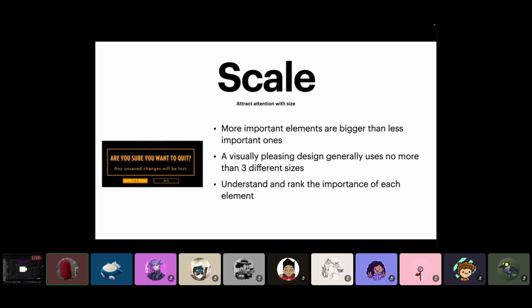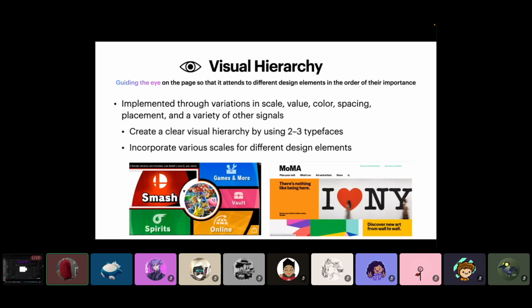So if you look at the picture over here, you can see that there's 3 different scalings. The first one is, are you sure that you want to quit? Obviously, that's the most important message that people should pay attention to, and it will draw the attention to that text for the player. And after drawing the attention, they can read any unsaved changes will be lost, and they'll be able to select yes or no. So that's an example of scaling.